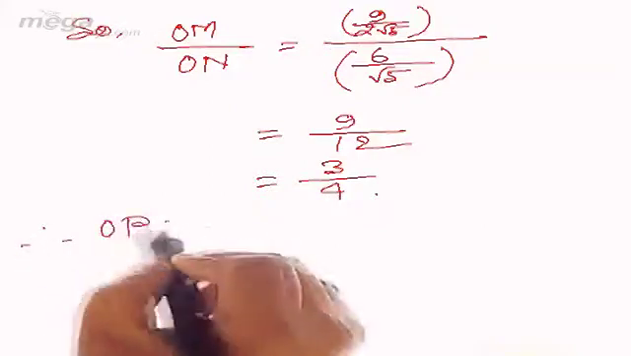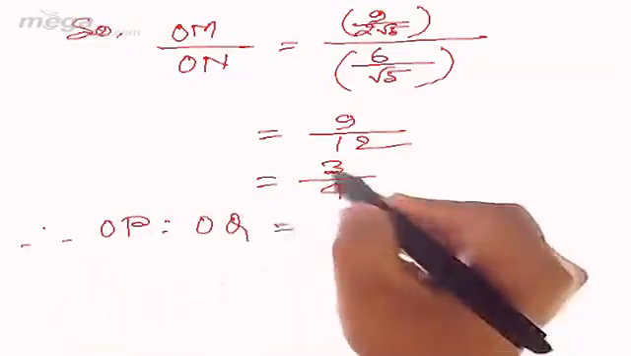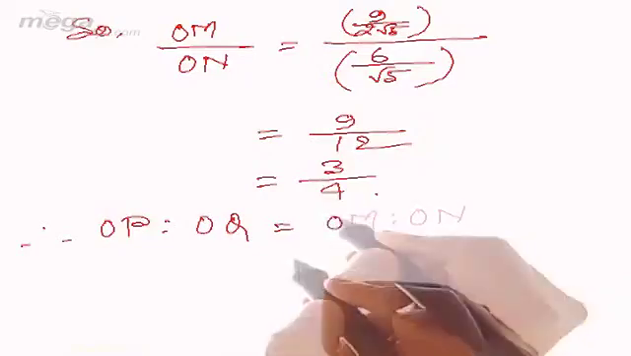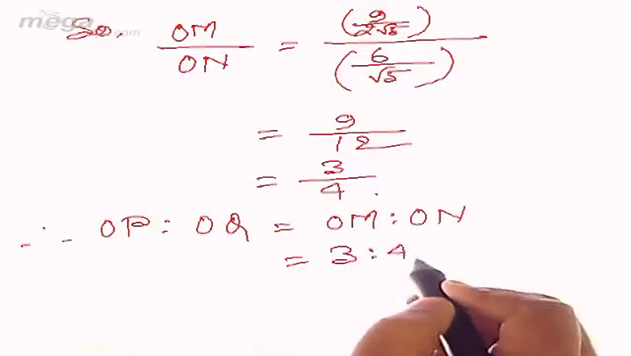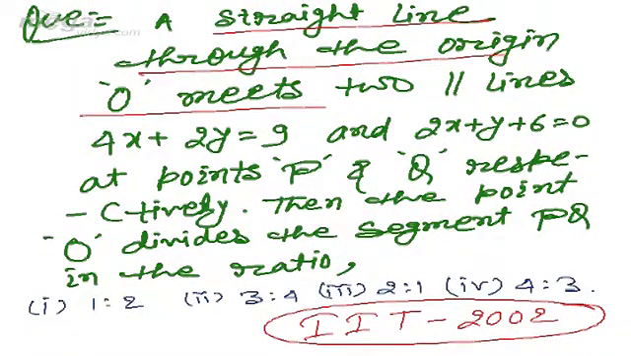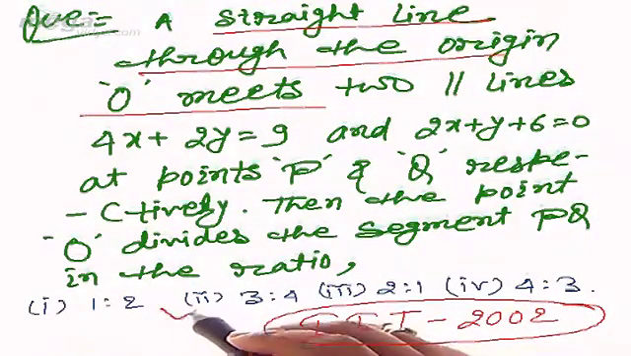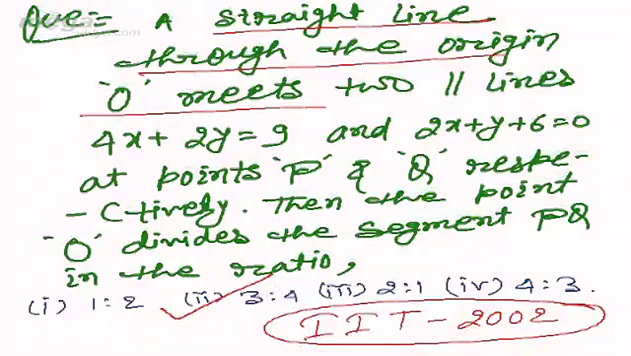So OP is to OQ, which is the same as OM is to ON, which is equal to 3 is to 4. And hence, according to the question, 3 is to 4, that is the second option, is the correct answer.